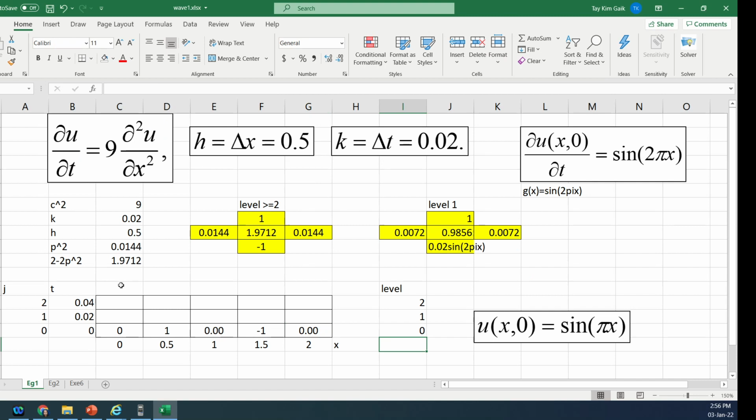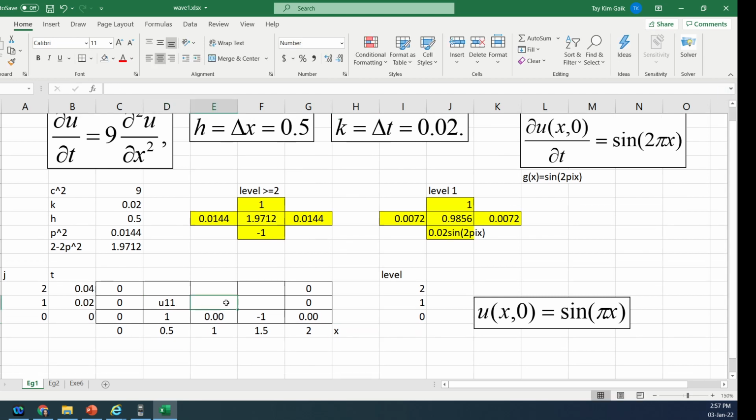Okay, and for the wave equation, the left boundary and right boundary are always 0 because the string is fixed at both ends. So you see they overlap with the initial condition. After that, you want to calculate, this cell is actually U11. You want to calculate U11, and I label this U21 here. This is actually U31. This cell is U12. This is U22, U32.